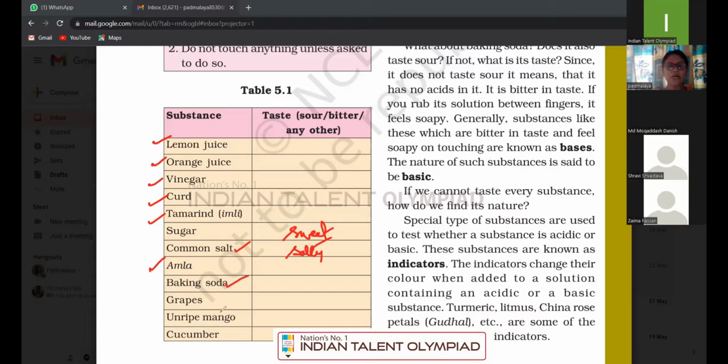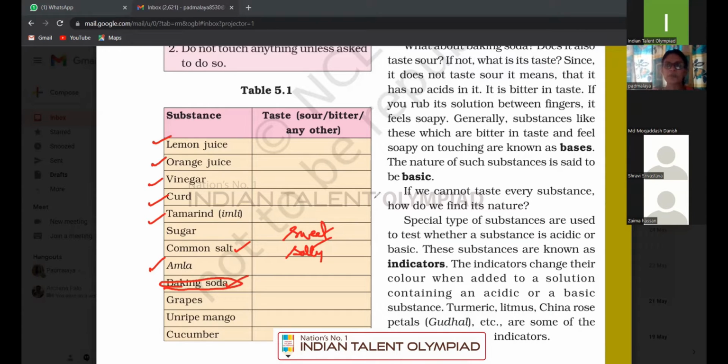Next, baking soda, cucumber. What does it taste like? Anyone trying to say the taste of a cucumber? Ma'am, generally it's bitter but sometimes sweet too. Yeah, it depends upon the fruit. Actually, the beginning part sometimes tastes bitter, right? So like that. And baking soda is nothing but sodium bicarbonate. It is a base there.